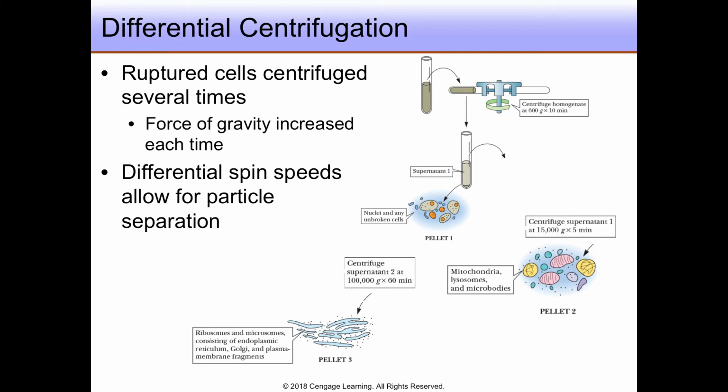The sample is spun at high speeds to precipitate solids, and the force of gravity is increased with each spin. With each increase in force, various cellular components are extracted, as illustrated here.